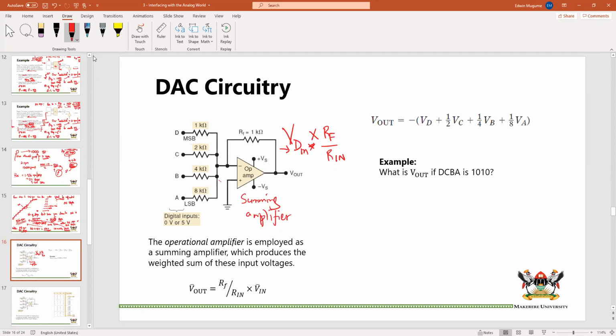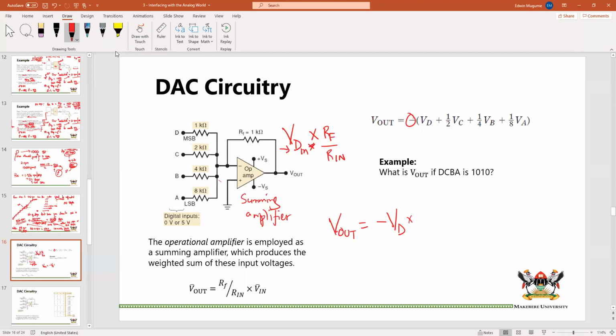And so usually we say that V out is equal to, and it produces a negative value, but the negative we don't care too much about, because we can always remove the negative if we want. V out is going to be negative VD, the input here. That could be 5 volts or 0 volts, either 5 or 0, depending on whether it's a 1 or a 0.